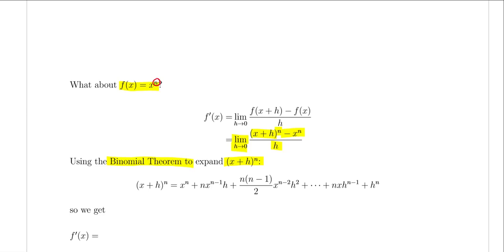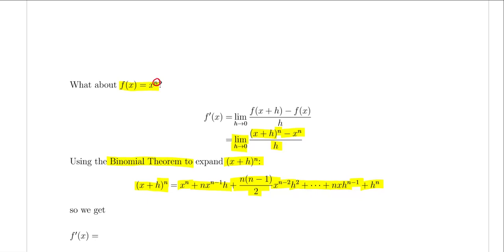So the binomial theorem will tell us that if we have the binomial x plus h raised to the n, then this is going to expand into x to the n plus n times x to the n minus 1 times h plus n times n minus 1 over 2 times x to the n minus 2 times h squared. And we'll continue on with this pattern up until the last two terms, n times x times h to the n minus 1 plus h to the n. And this is what I'm going to be using here.